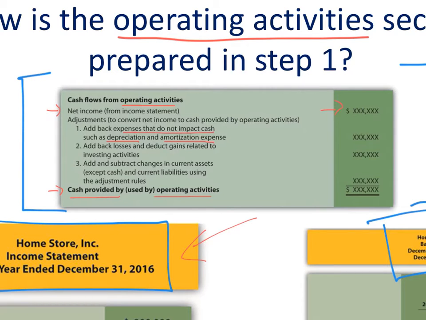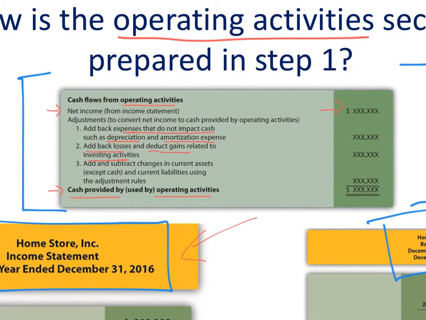Then the second adjustment, that's the first adjustment, is we want to add back any losses that we see in the income statement or deduct any gains in the income statement that are related to investing activities. So for example, if we sell a long-term asset, a building, and have a loss, we want to add that back because that doesn't belong here. It's not related to the day-to-day operations of the business, not unless we're in the business of buying and selling buildings, and we're not here.